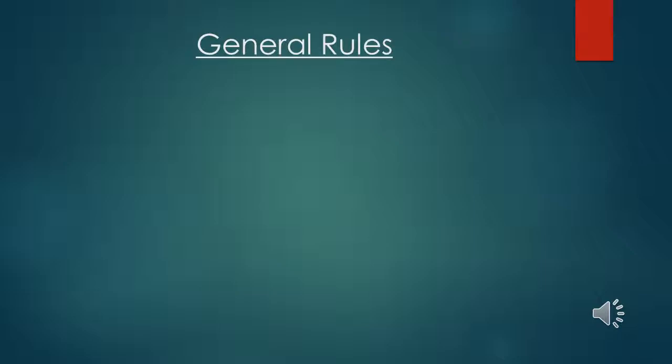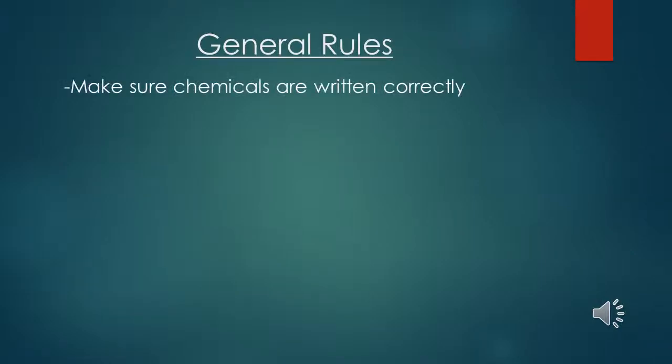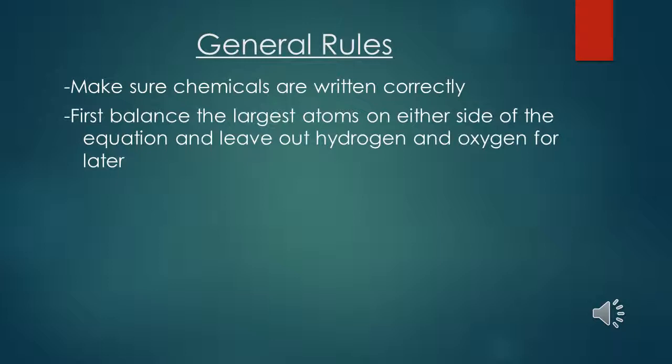General rules for balancing chemical equations. First, make sure chemicals are written correctly. That's the most important step of balancing chemical equations. Second, first balance the largest atoms on either side of the equation and leave out hydrogen and oxygen for later. Do not separate the polyatomic ions.